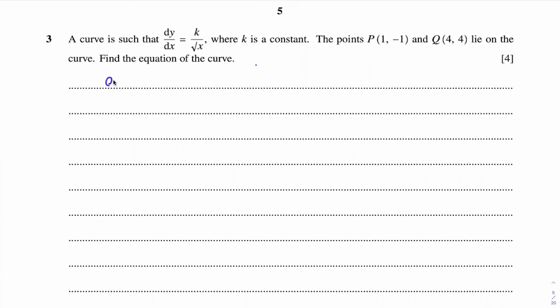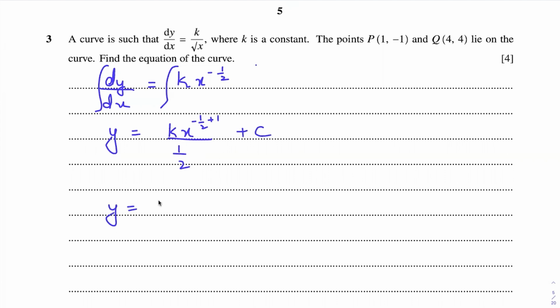To find the equation of the curve, we'll integrate the gradient, which is dy/dx. We can write this as k x to the power minus 1/2. Now integrating this, we get y = k. We increase the power by 1, divide by the new power which will be positive half, plus c.